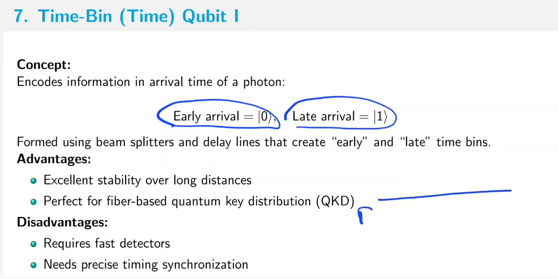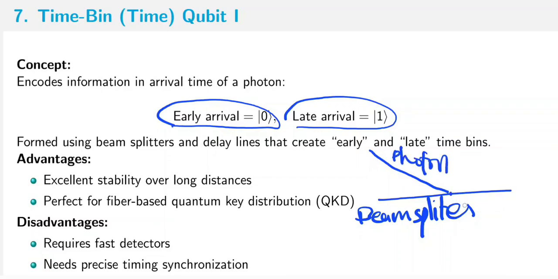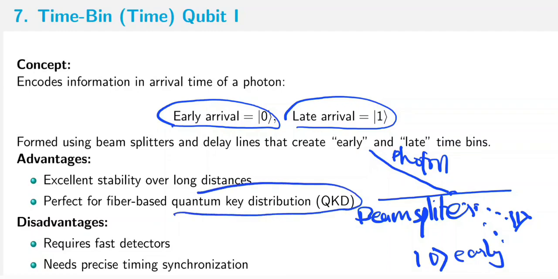We will be using a beam splitter, and we make a photon hit this beam splitter. Some photons are coming early, so we say Ket 0. Some are coming late, so we mark the basis as Ket 1. If it is arranged cleverly with the beam splitter, this type is great for long distance communication using optical fibers. That is, it will be used for quantum key distribution.